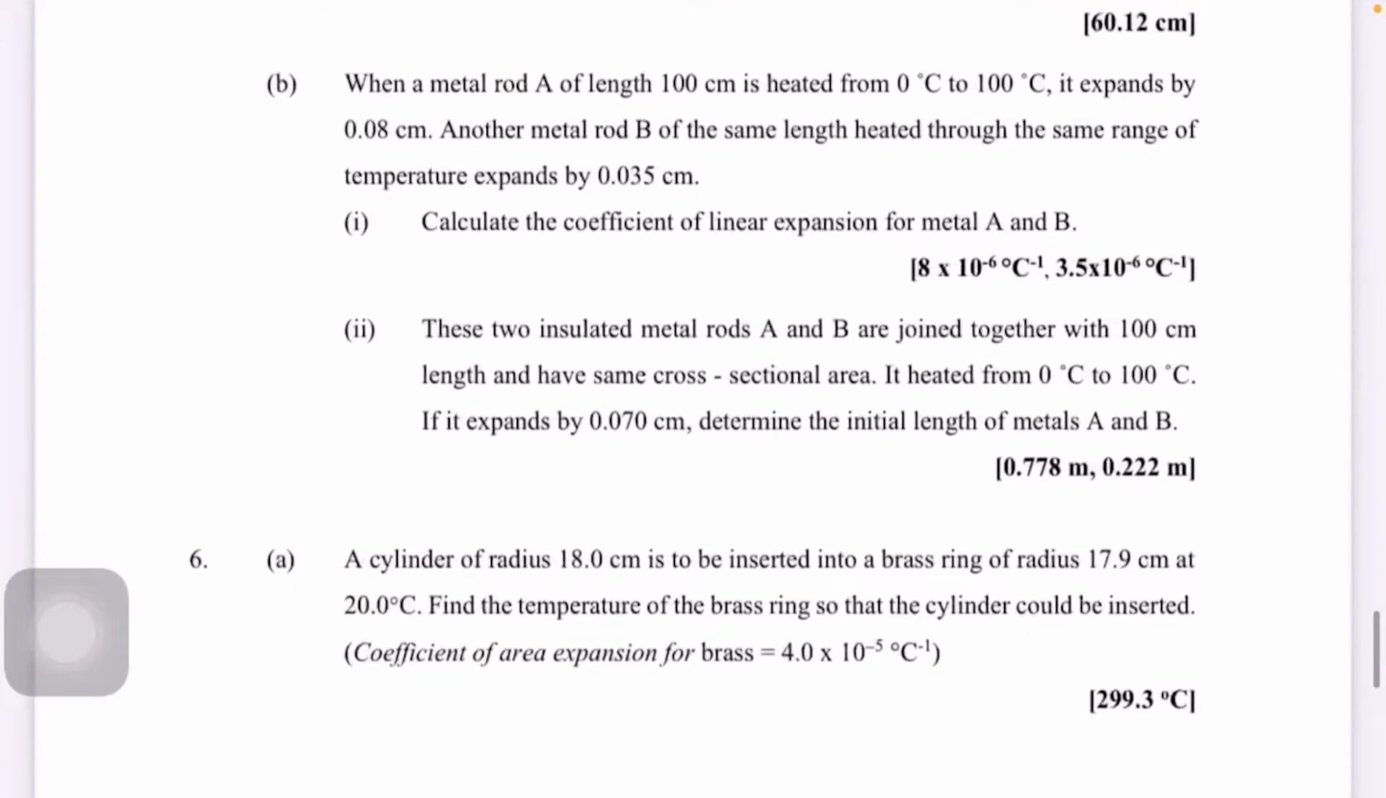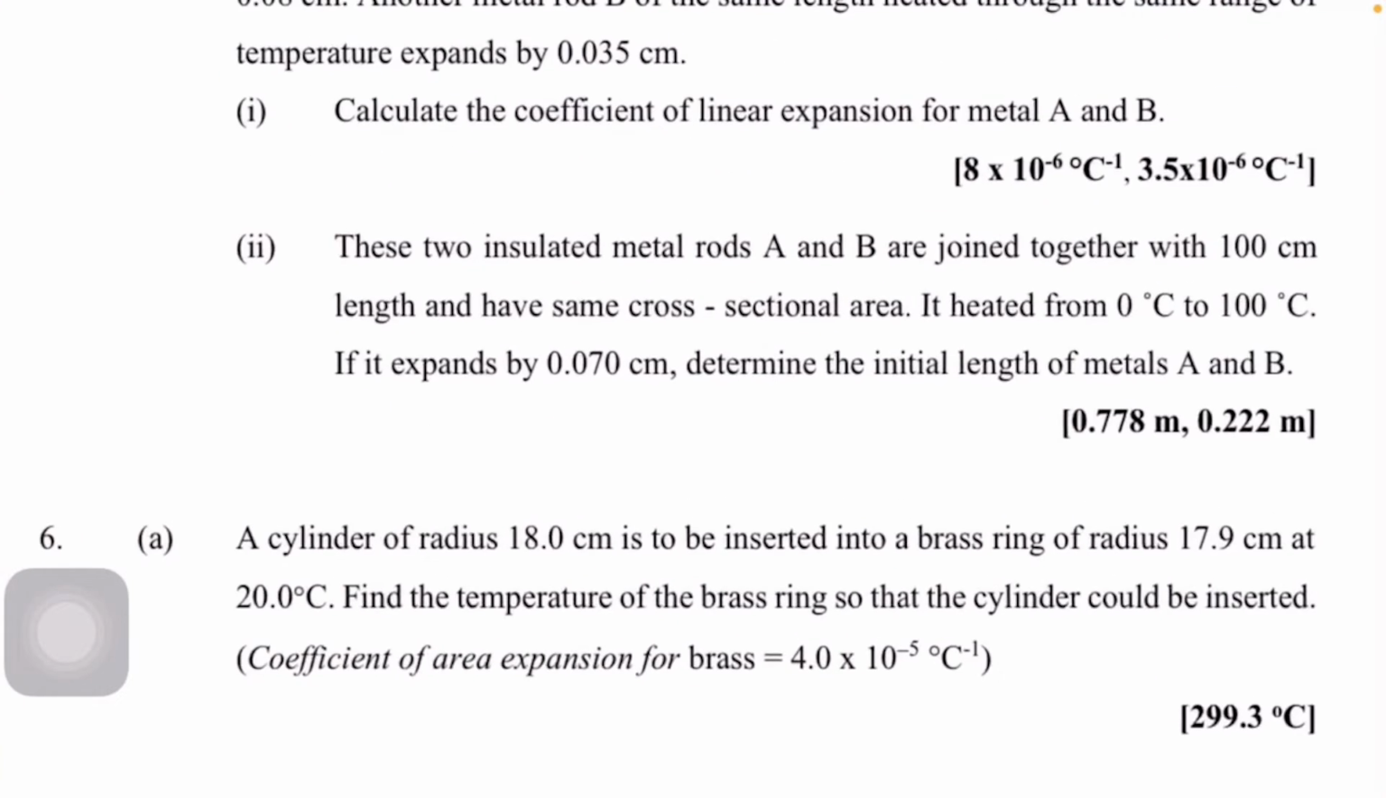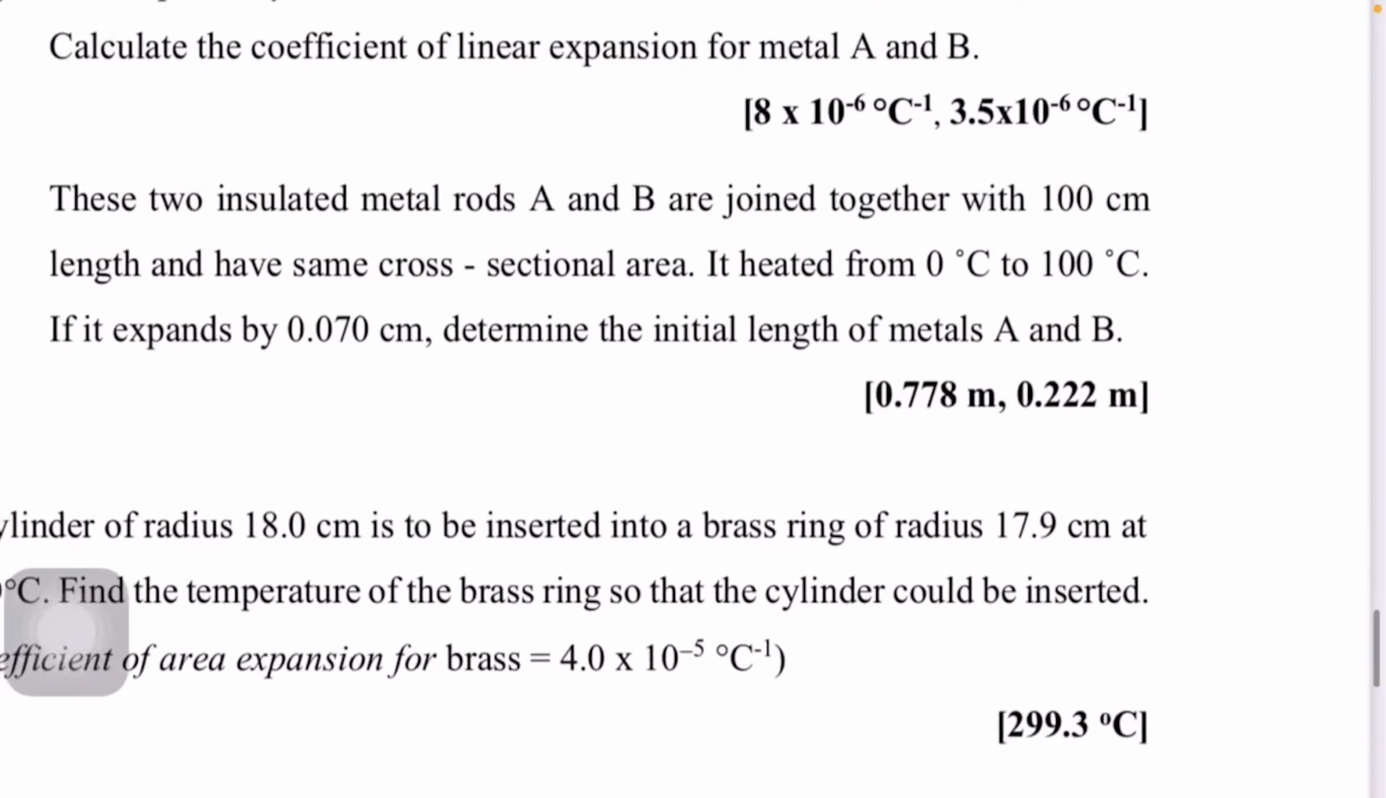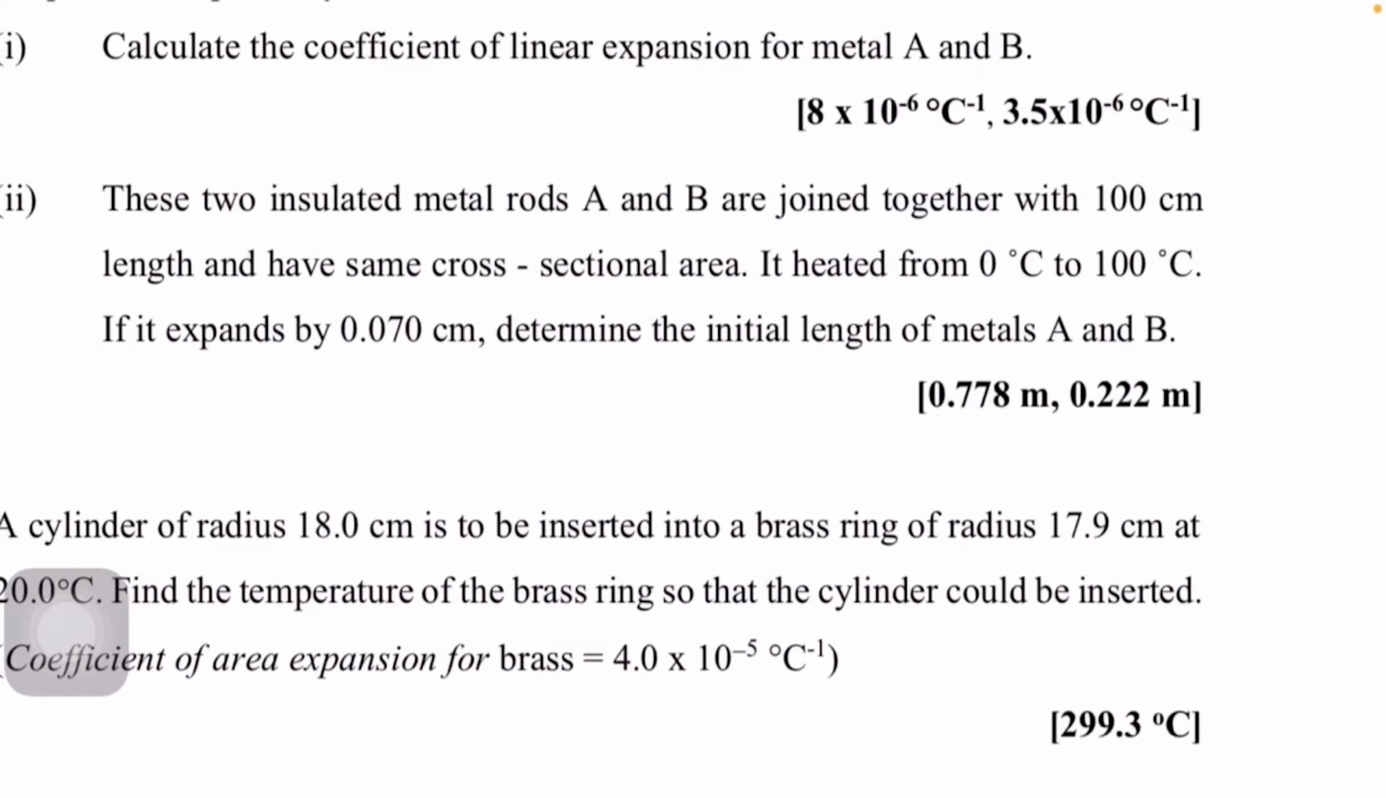Therefore, for 5B2, we must read the question. These two insulated metal rods A and B are joined together with a 100 cm length and have the same cross-sectional area. It is heated from 0 to 100 degrees Celsius. If it expands by 0.07 cm, determine the initial length of metal A and B.